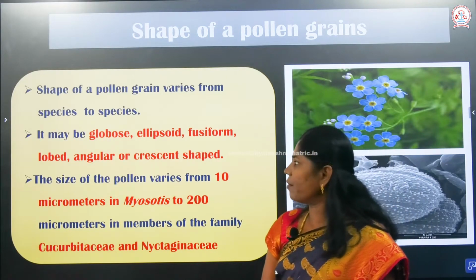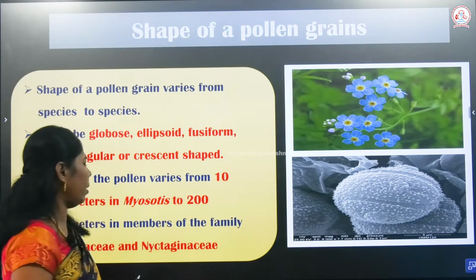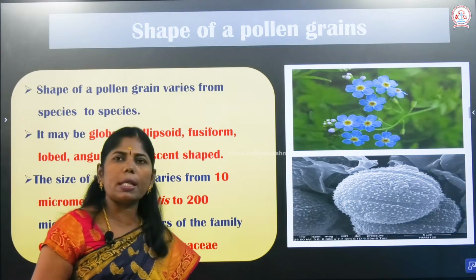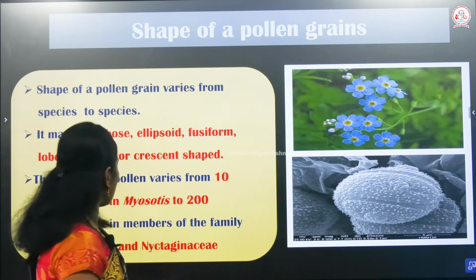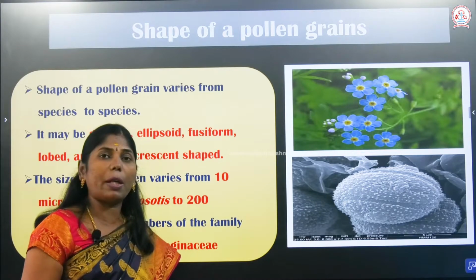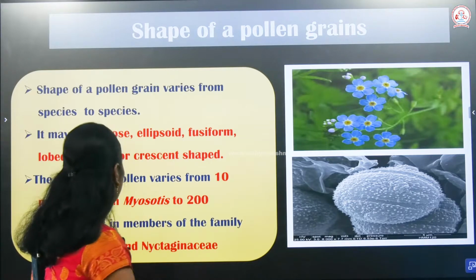The size of the pollens varies from 10 to 200 micrometers. We can see 10 micrometers in Myosotis. So in Myosotis it is 10 micrometers. And in Cucurbitaceae and Nyctaginaceae, we can see 200 micrometers, that is the size of the pollen grain. This is a very important one-mark question.